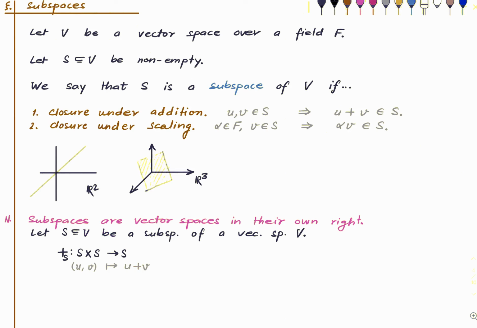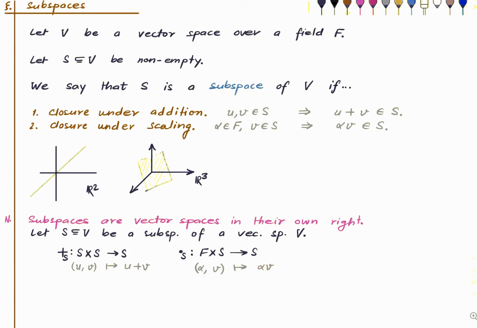And similarly, we have a scaling function, which I will denote by dot and a subscript S, from F cross S to S, which takes a scalar, and so the elements of the base field are also called scalars. A scalar and a vector to that, and here this scaling is happening as if v were a member of the parent space. So this is legitimate.